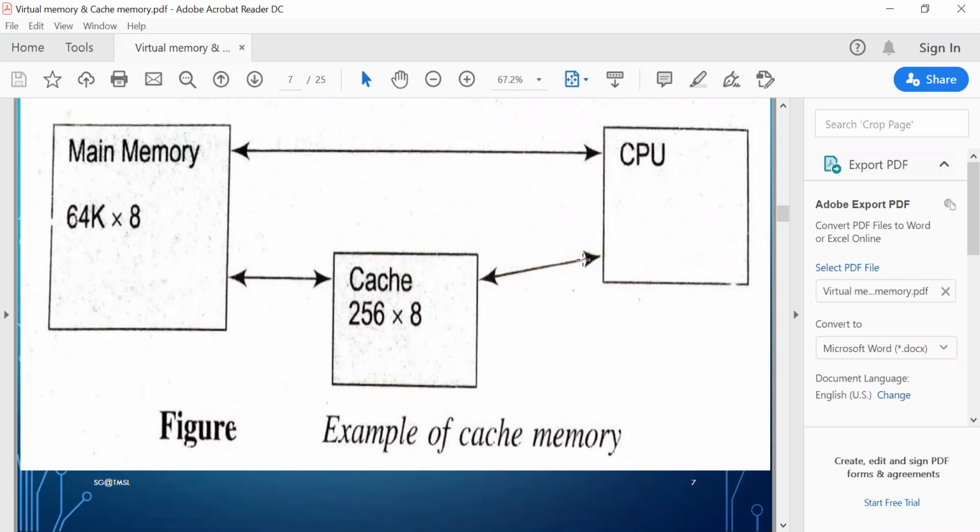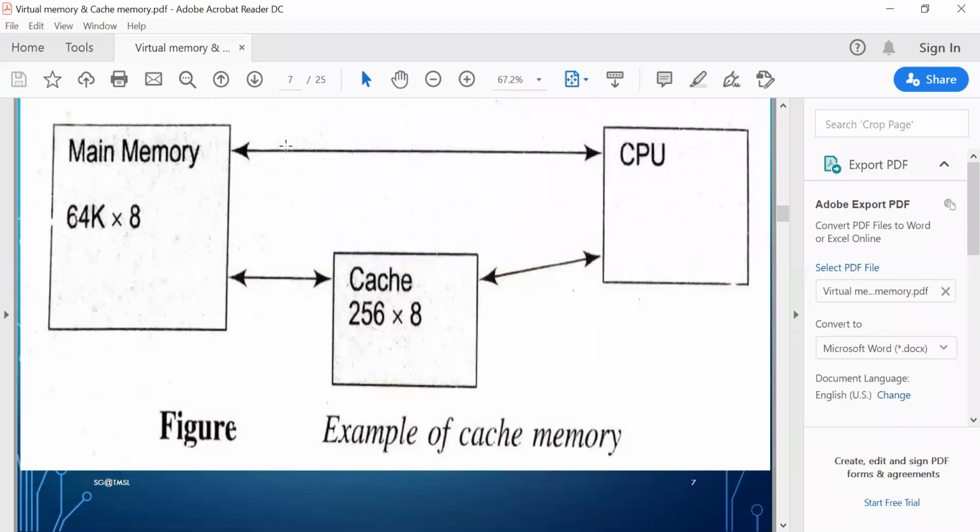The CPU first sends a 16-bit address to cache. Why 16-bit? Because 64k is equivalent to 2 to the power 16. So it gives a 16-bit address to the cache. If there is a hit, the CPU accepts the 8-bit data from this address from the cache. And if there is a miss, then the CPU reads the word using this bus.